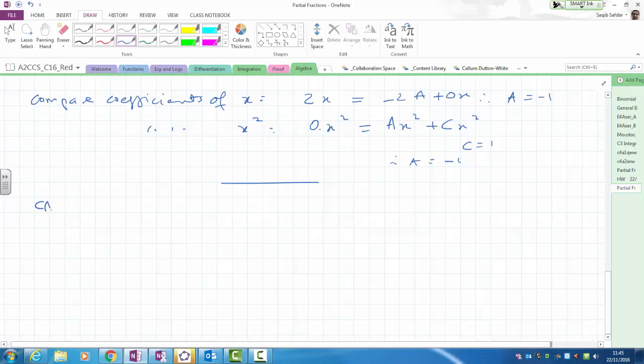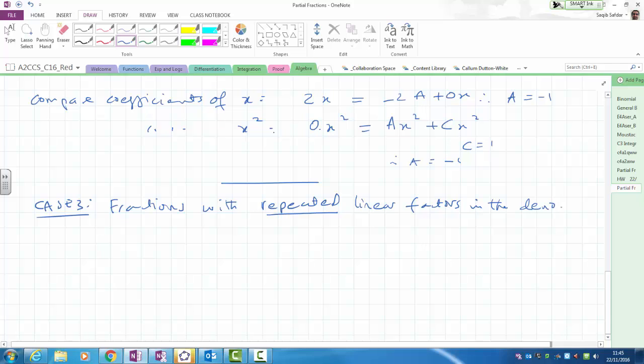So case 3 is similar to case 1, I guess, fractions with repeated linear factors in the denominator. So it's repeated.